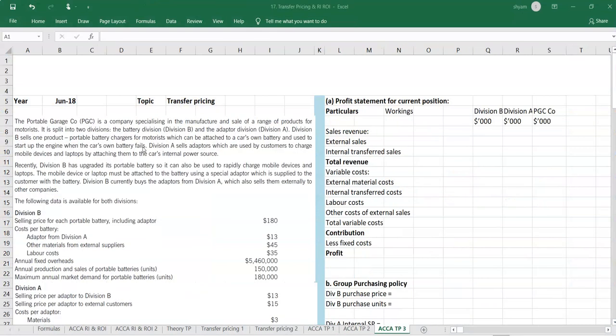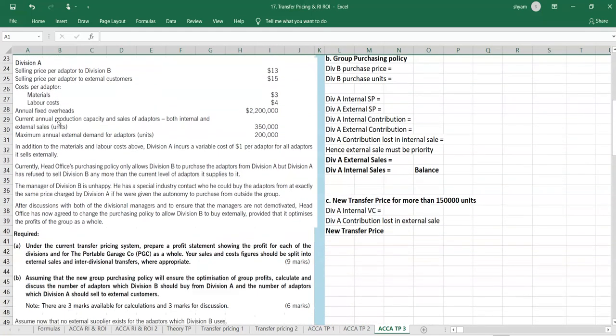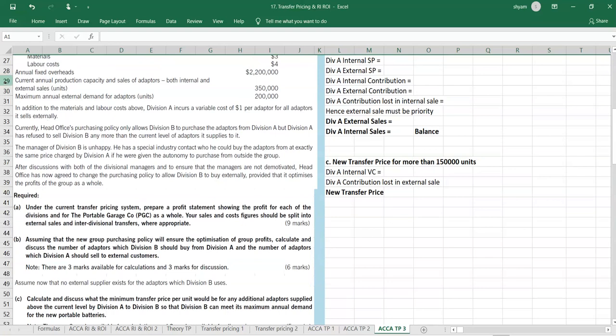So we'll start with another transfer pricing problem. This problem was asked in the June 2018 ACCA exam. The question is here. It has a lot of requirements, and we'll start from the first one.